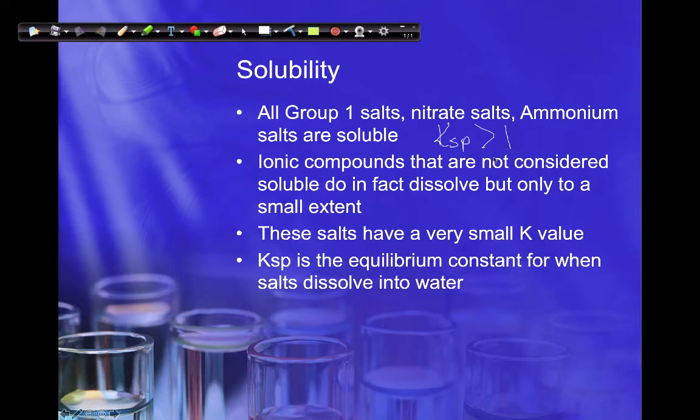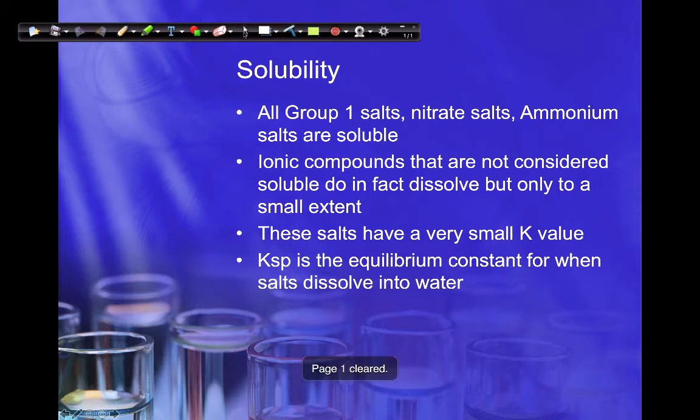Ionic compounds that are not considered soluble do dissolve to a very, very small extent. So basically anything that's insoluble, you can get it to dissolve. You can't get a lot of it to dissolve, but you can get it to dissolve. So these salts are going to have a very small K value. So Ksp is their equilibrium constant when we dissolve a salt into water. If Ksp is larger than 1, it's soluble. If it's less than 1, it's not considered to be soluble.